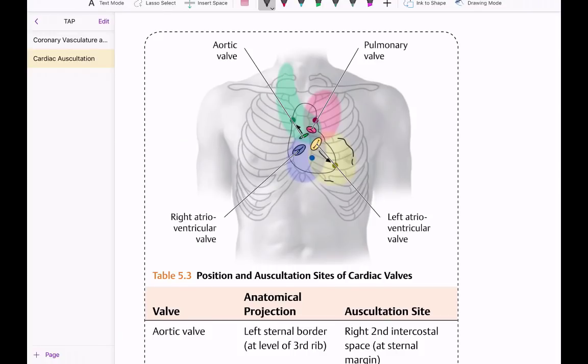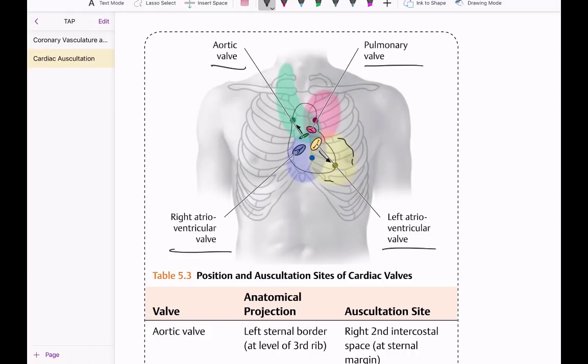So on the heart, notice that what's labeled here is the aortic valve, pulmonary valve, the right atrioventricular valve, which again is the tricuspid valve, and the left atrioventricular valve, which is again the mitral valve. And we want to hear for the valve by listening for the blood as it flows towards us.